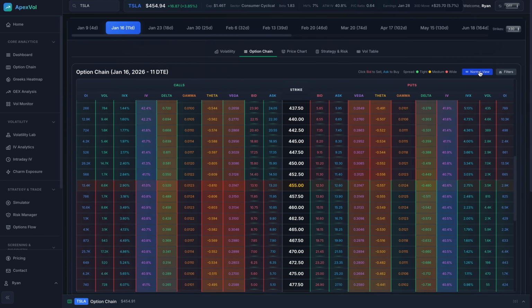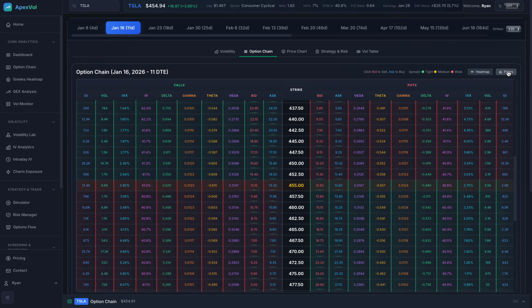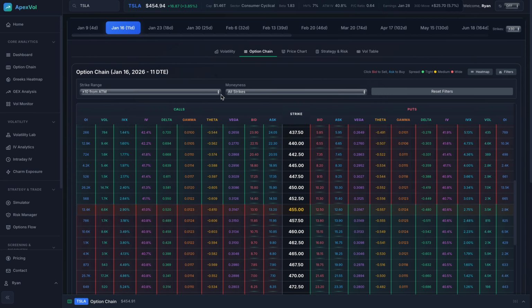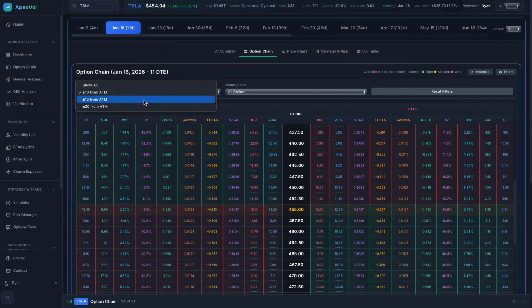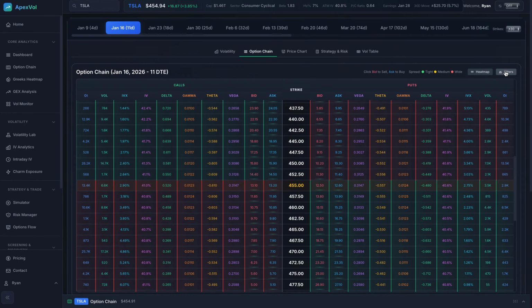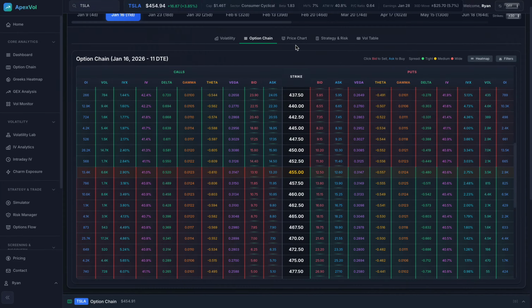So we can see if there are mispricings across the chain. You can toggle this view here to show it as a heat map. And we can also see this filter here. So you're able to change if you want to see in the monies, out of the monies. If you want to see only 10 strikes or 15, you can also filter that there as well.